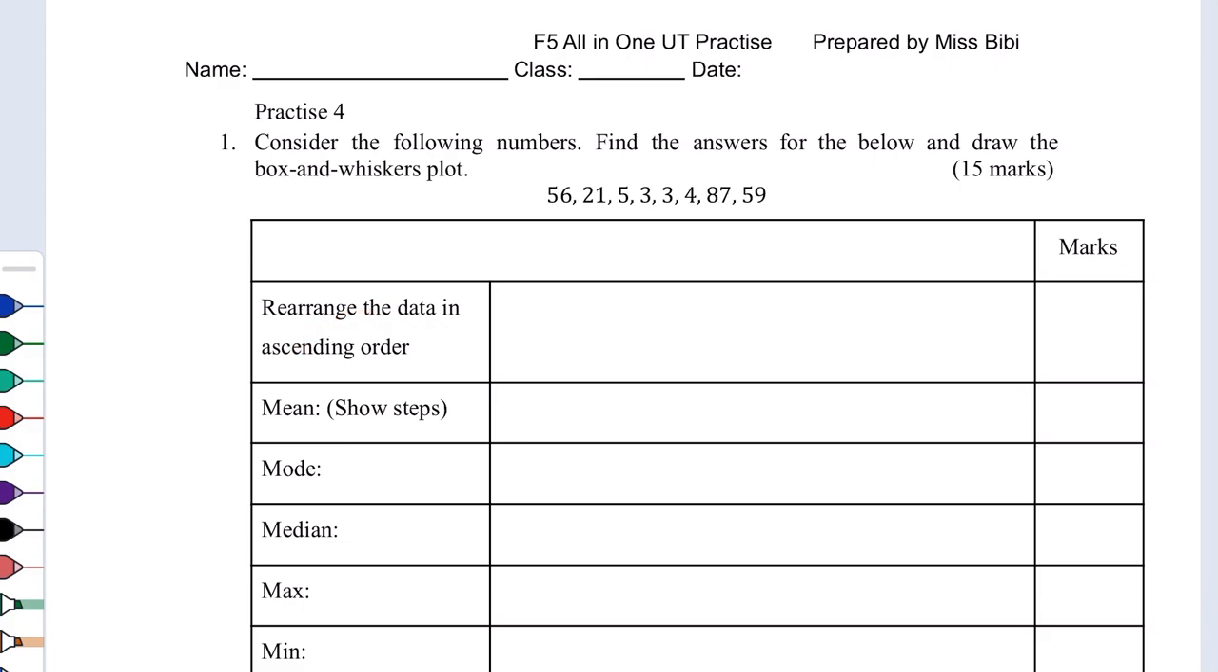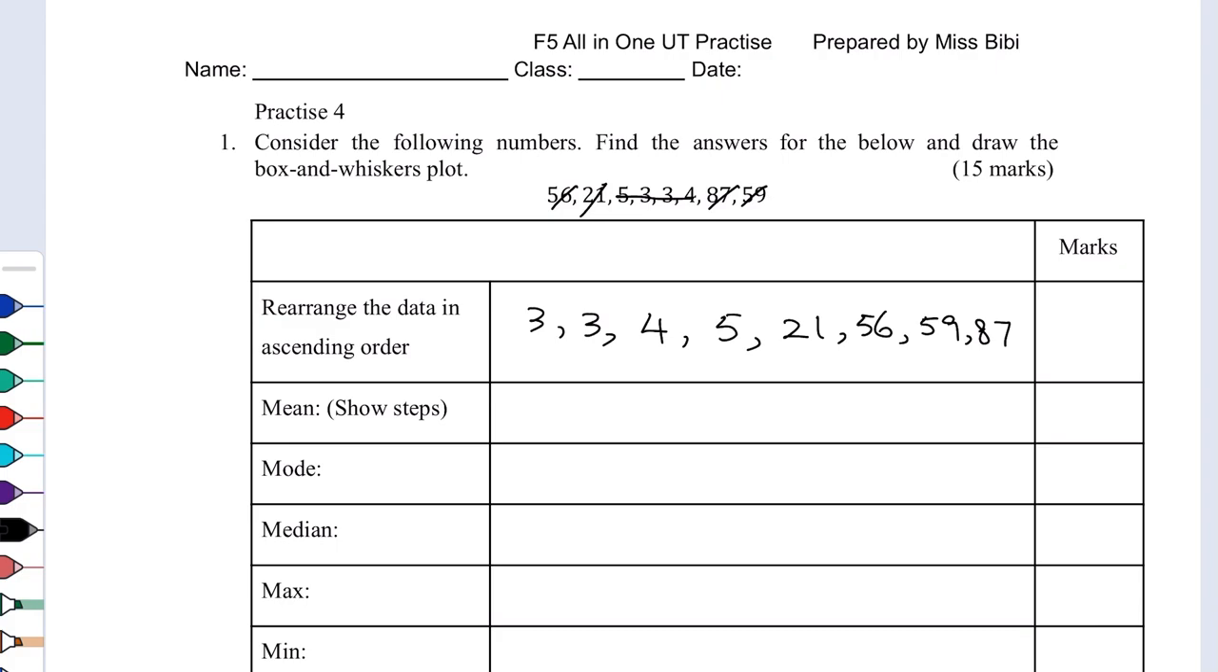So the first one, you don't need calculator, of course, you just need to rearrange the data in ascending order. Ascending means from small to big. So let's do it. From small to big, we have 3, 3, 4, 5. Put a comma in each of them. 21, 56, 59, 87. Okay, everything done, right? 8 datas.